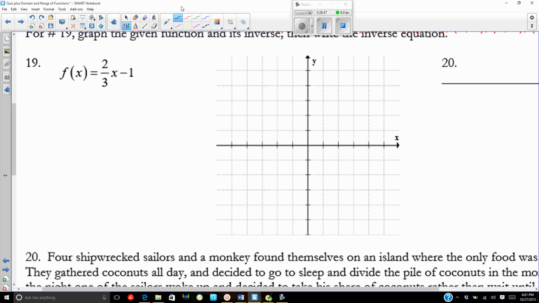All right, last but not least, number 19. It says graph the given function and its inverse, and also write the inverse equation. So there's a lot of different ways to do this. You could find the inverse first and then graph both those equations. The way I might do it, maybe the easiest way, substitute this into y equals in your calculator and get several whole number points that line falls on. So go to y equals, insert it, and look at the table for the graph and graph those points.